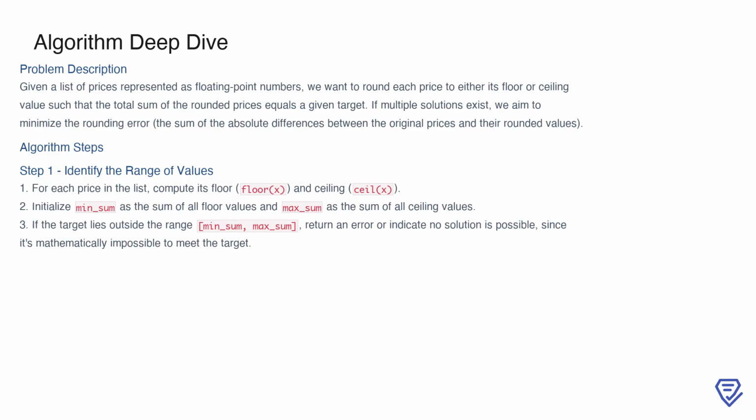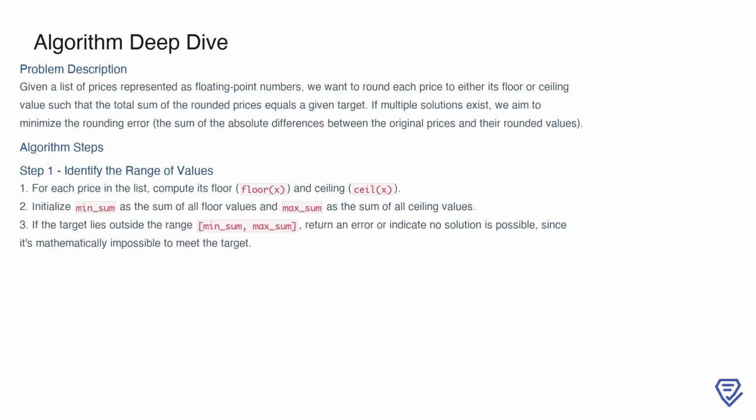To achieve this, we start by identifying the range of possible sums. For each price, we calculate its floor and ceiling values. Then, by summing up all the floor values, we get the minimum possible sum, referred to as min_sum. Similarly, summing up all the ceiling values gives us the maximum possible sum, called max_sum.